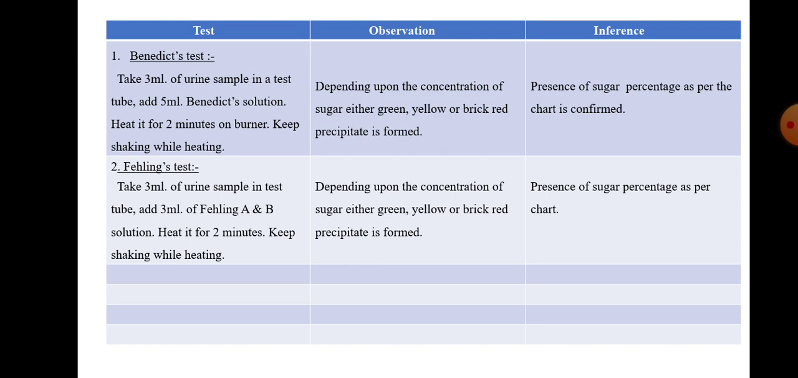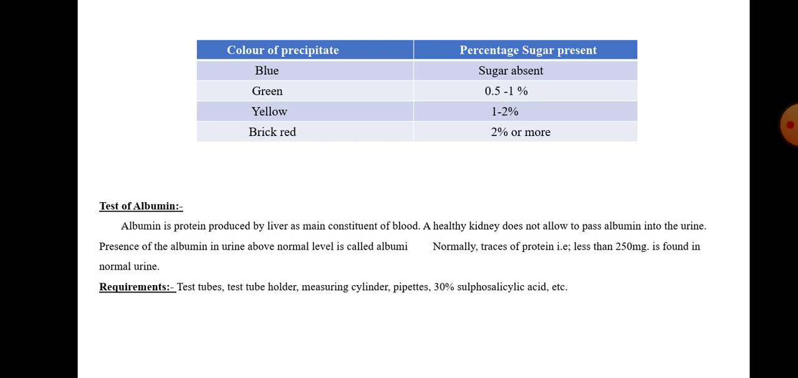Depending upon the concentration of sugar, either green, yellow or brick red precipitate is formed. The result is the presence of sugar, with percentage as per the chart. Now here is the chart which will decide the percentage of sugar present in the urine sample. If the color of the precipitate is blue, then sugar is absent. If the color is green, then sugar is present in a percentage of about 0.5 to 1%. If yellow color, then 1 to 2% of sugar is present, and if brick red precipitate is formed, then 2% or more sugar is present in the urine sample.